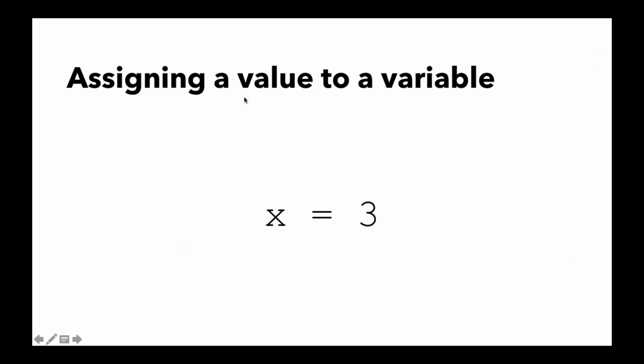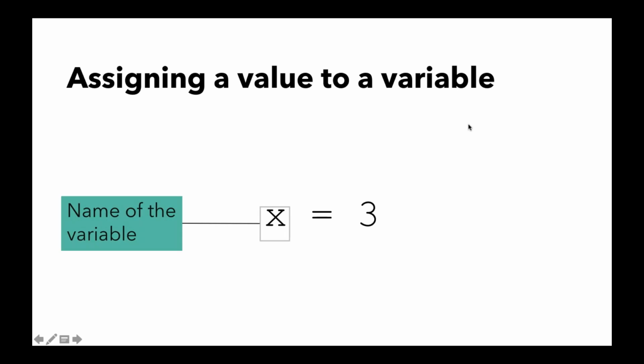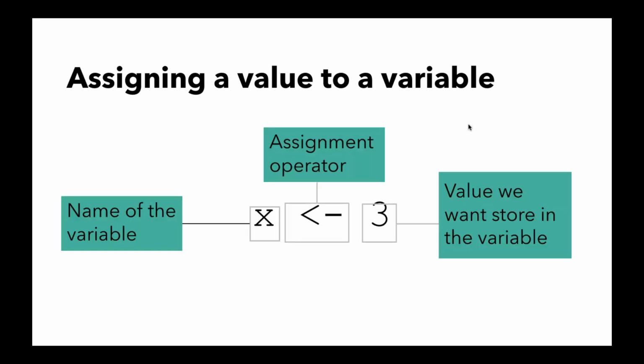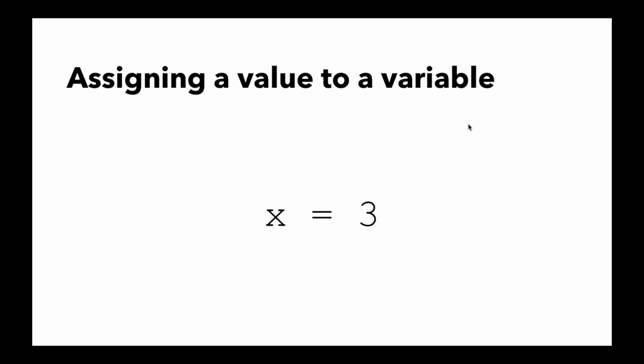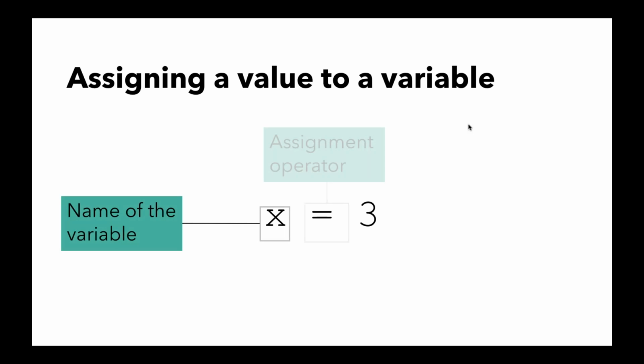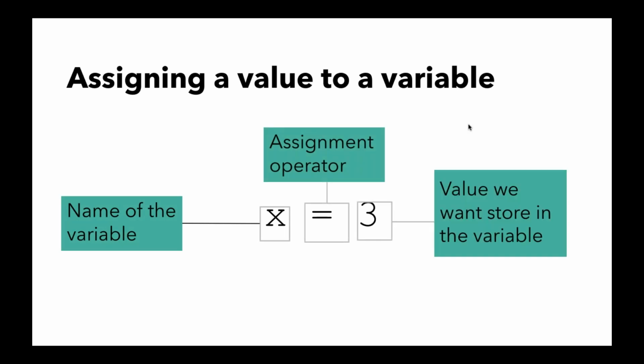We can also in R use the equal sign. It's not standard, and generally in the R community we want to use the operator that I showed you before, this assignment operator. But we can also use the equal sign. And this statement is not saying that x literally equals 3. It's saying that this is the name of the variable, and that the value of 3 is referenced in the variable x.